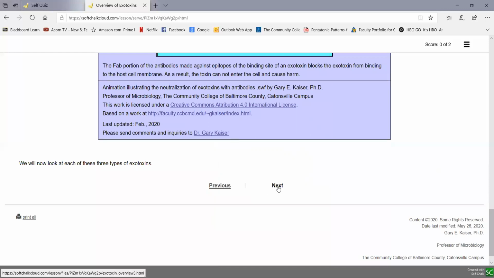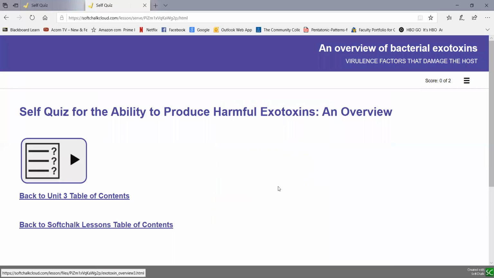So in the next 3 SoftChalk lessons, we're going to be looking at the 3 categories of exotoxins, and there's our brief self-quiz for this SoftChalk lesson.